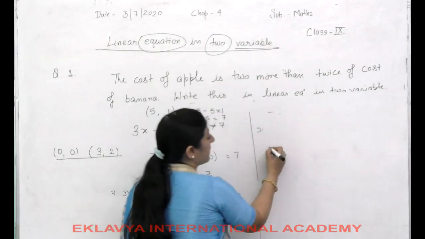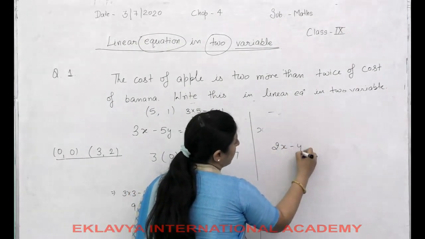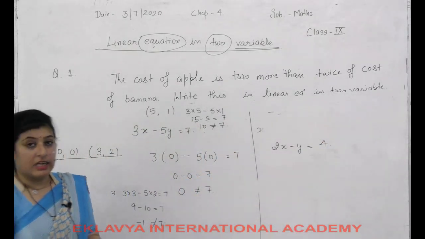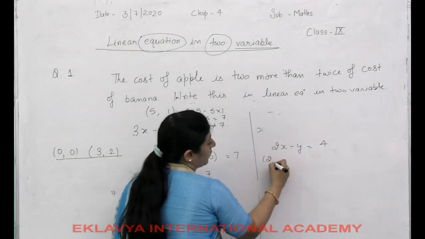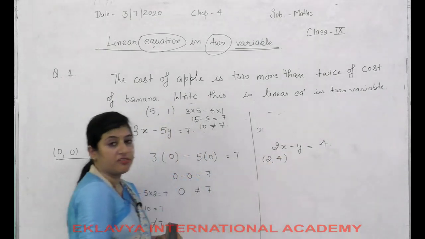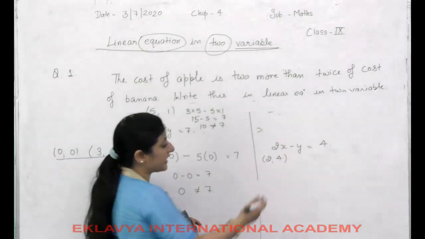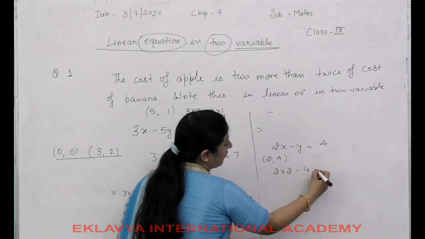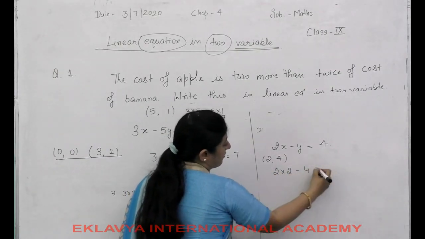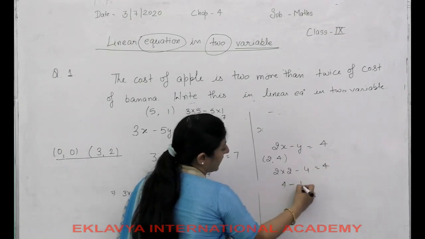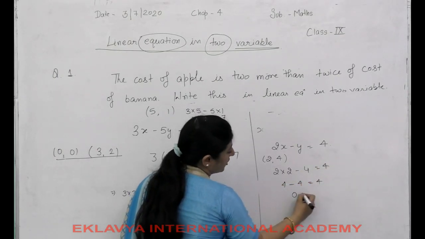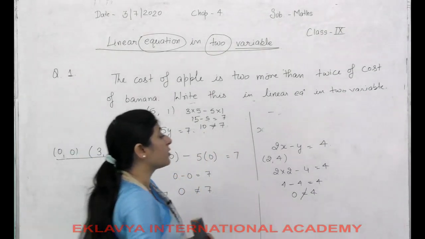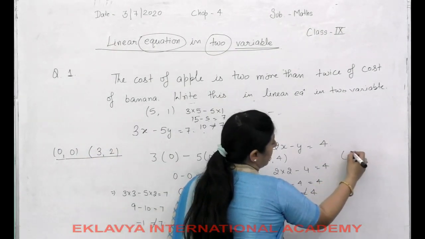Any other example? Suppose I write 2x minus y is equal to 4. I take x value 2 and y value 4. Is it a solution or not? We want to check it. Put the values here. 2 multiplied by 2 minus 4 is equal to 4. 4 minus 4 is equal to 4. 0 is equal to 4? It does not equal 4. So it is also not a solution.